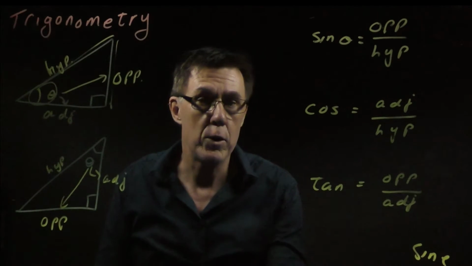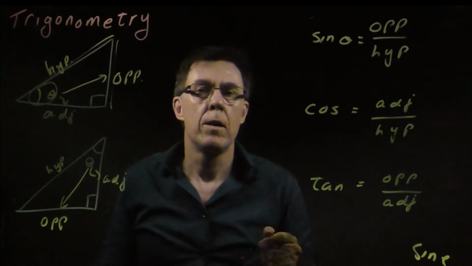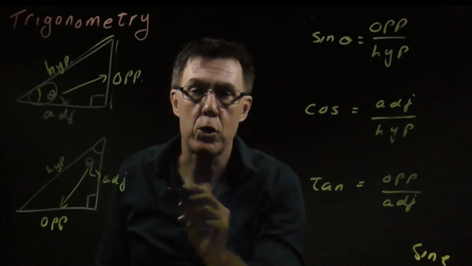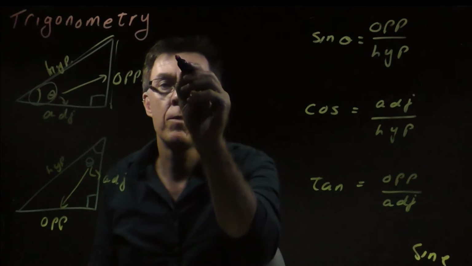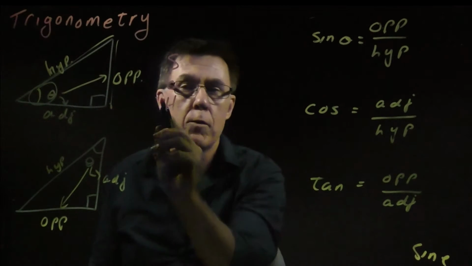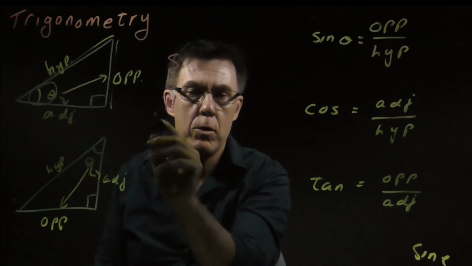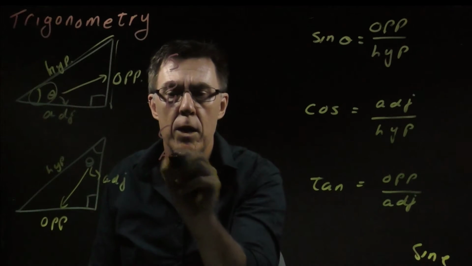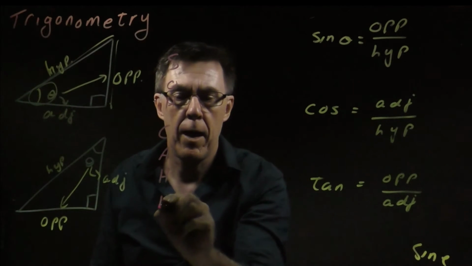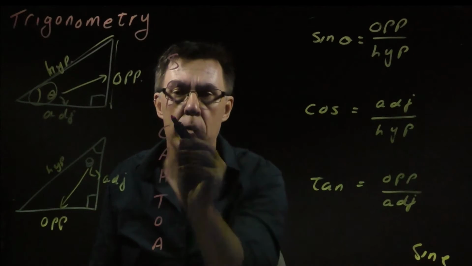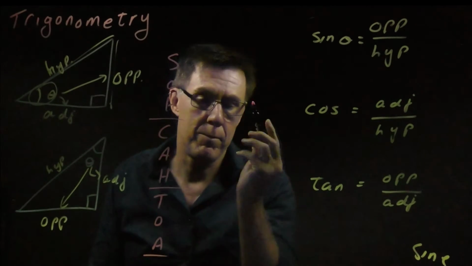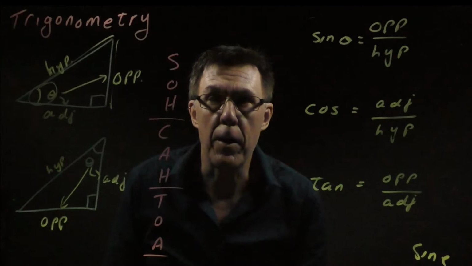Now, there's lots of different ways you can memorize them. Some people go for what's called the SOHCAHTOA method of memorizing them. SOH, which stands for sine, is opposite divided by hypotenuse. Cos is adjacent divided by hypotenuse. And tan is opposite divided by adjacent. SOHCAHTOA. I've never been a fan of that one myself.